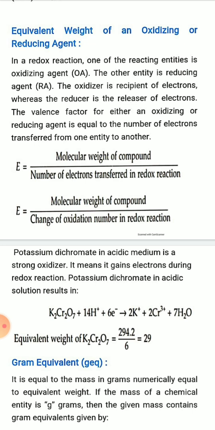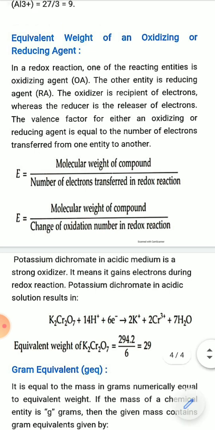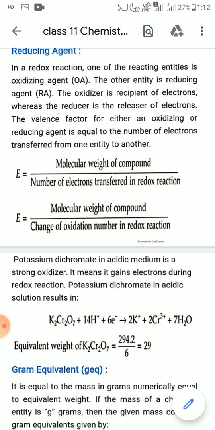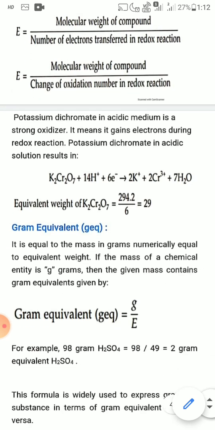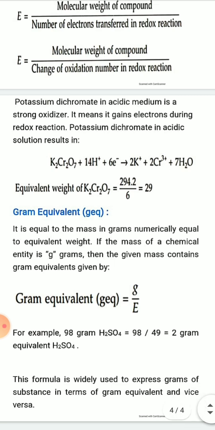So the equivalent weight of potassium dichromate will be equal to the molecular weight of potassium dichromate, 294.2, divided by the number of electrons transferred in this redox reaction. You can see according to the reaction, the total number of electrons transferred is 6. So the equivalent weight of potassium dichromate is 294.2 divided by 6, nearly 49.